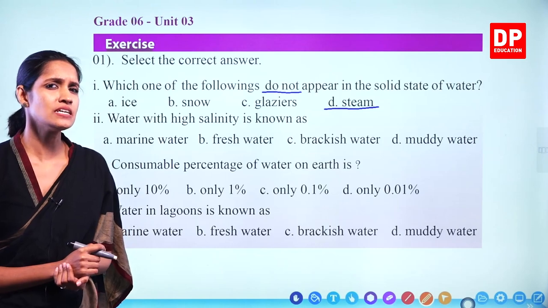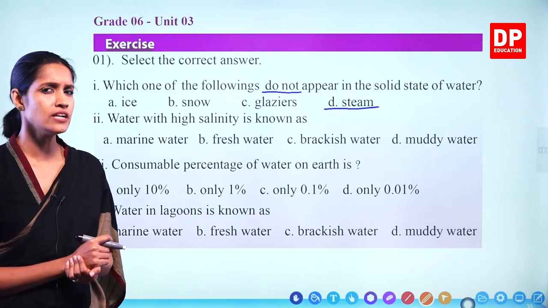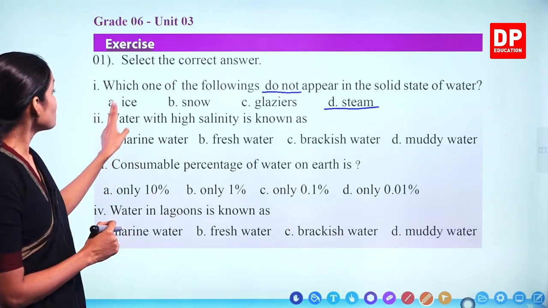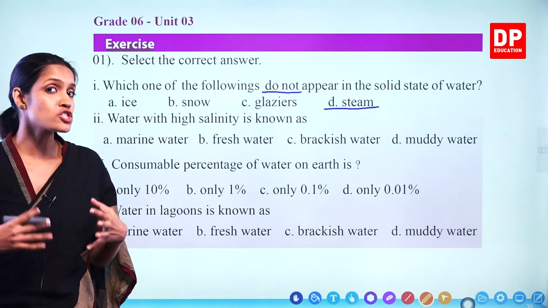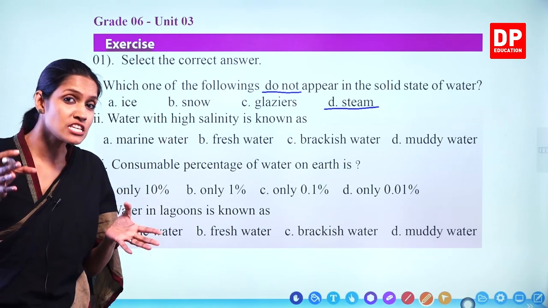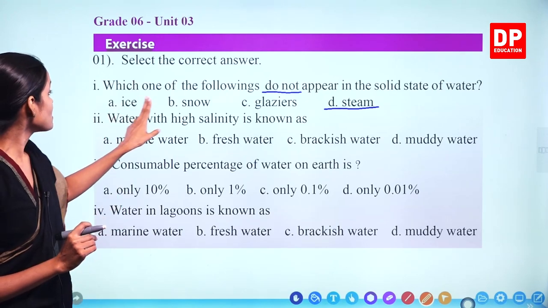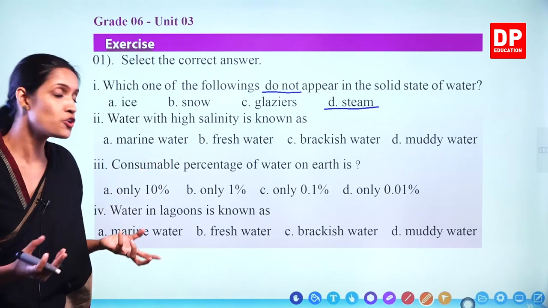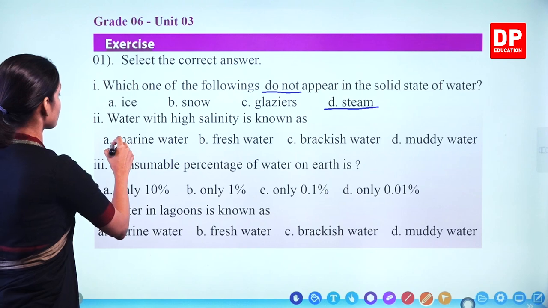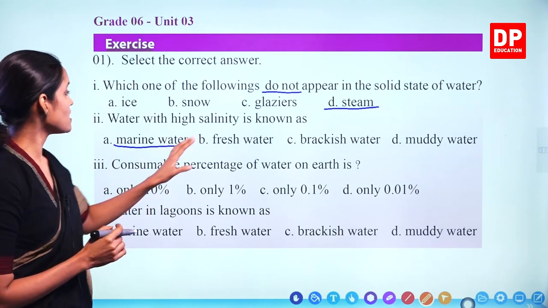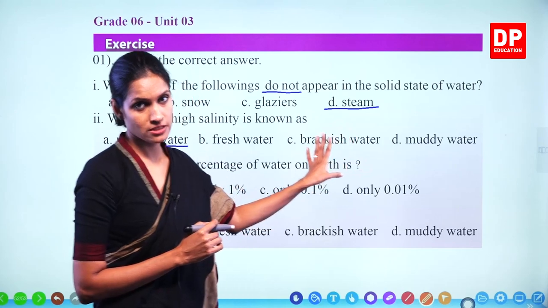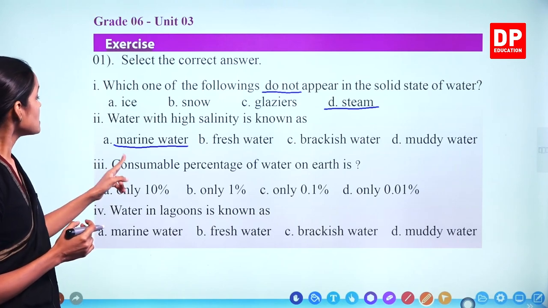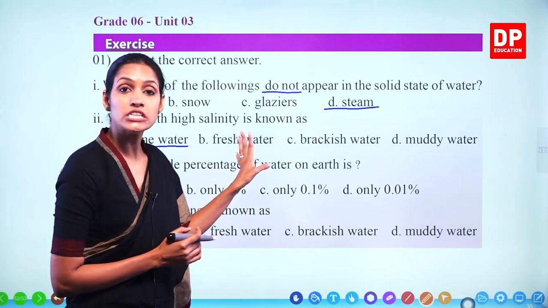Number two, water with high salinity is known as. Now, what is salinity? I'm sure you understand. You remember this one. Salinity means the amount of salts dissolved in water. So, water with high salinity, where can we find salty water? Yes, in seas and oceans. So water with high salinity, the water present in seas, is known as marine water. So this is the answer. The other answers are fresh water, brackish water, muddy water. Answer is marine water.